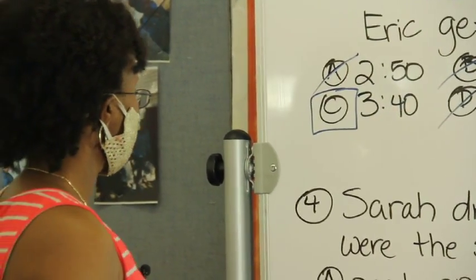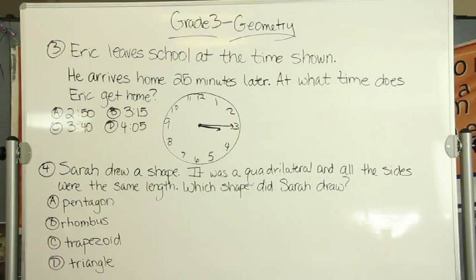Let's move on to number 4. Sarah drew a shape. It was a quadrilateral, and all the sides were the same length. So all the sides were the same length. Which shape did Sarah draw? All right.